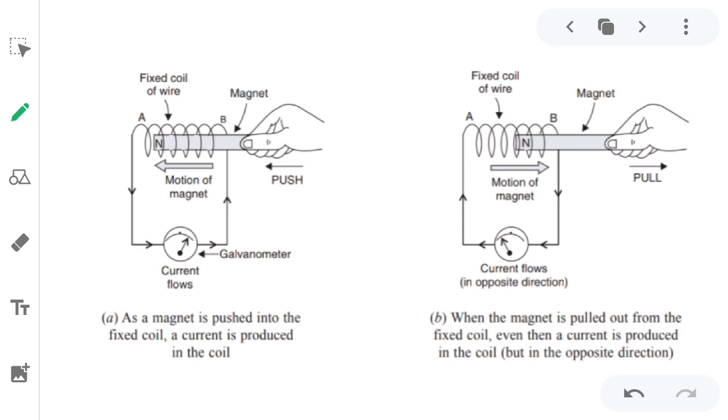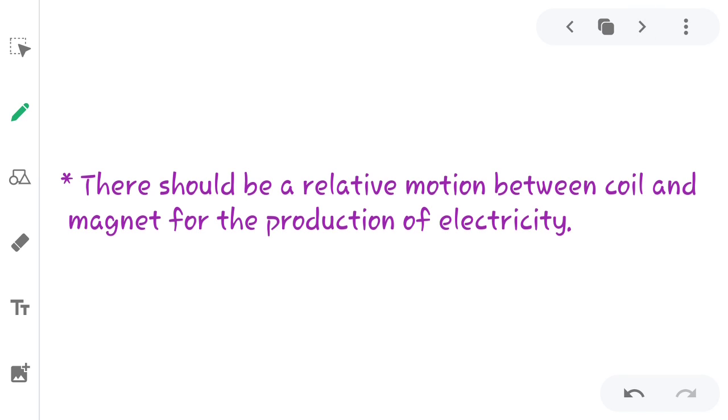If relative motion between the coil and magnet will not be there, then the current will not be induced. So it is very necessary to have relative motion. Any one of the two should move, whether it is the conductor or the magnet. So there should be relative motion between coil and magnet for the production of electricity. Means any one should move. If both remain static, then current will not be induced. So how does it happen?